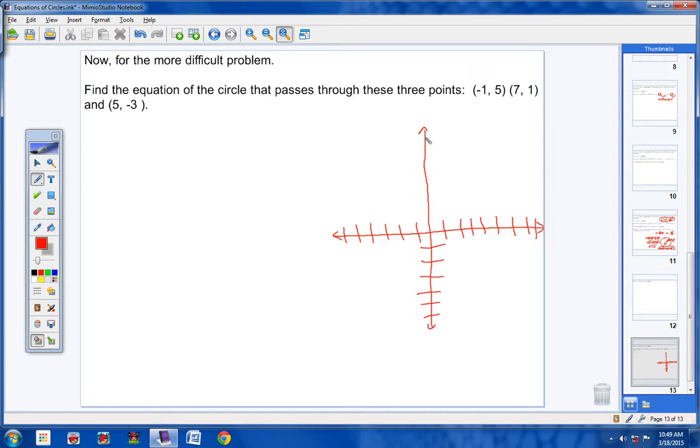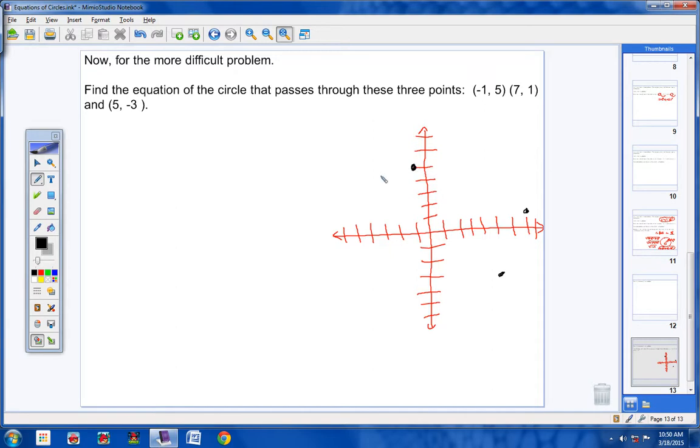And so here we go. Alright, let's use black for these points. Negative 1, 5 would be here. 7, 1 would be here. And 5, negative 3. Now, first of all, Mr. Arrow, how do we know for sure this circle exists? Well, guys, look.